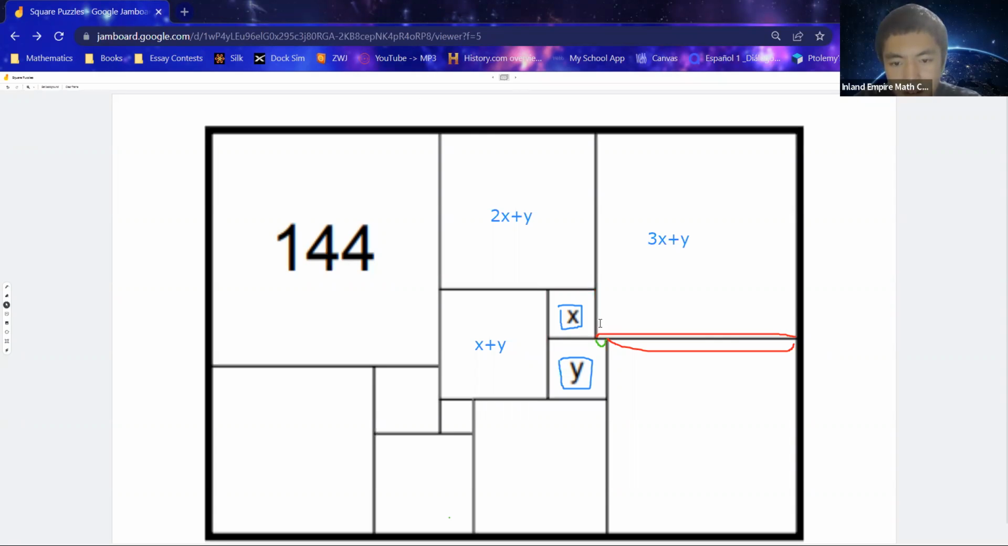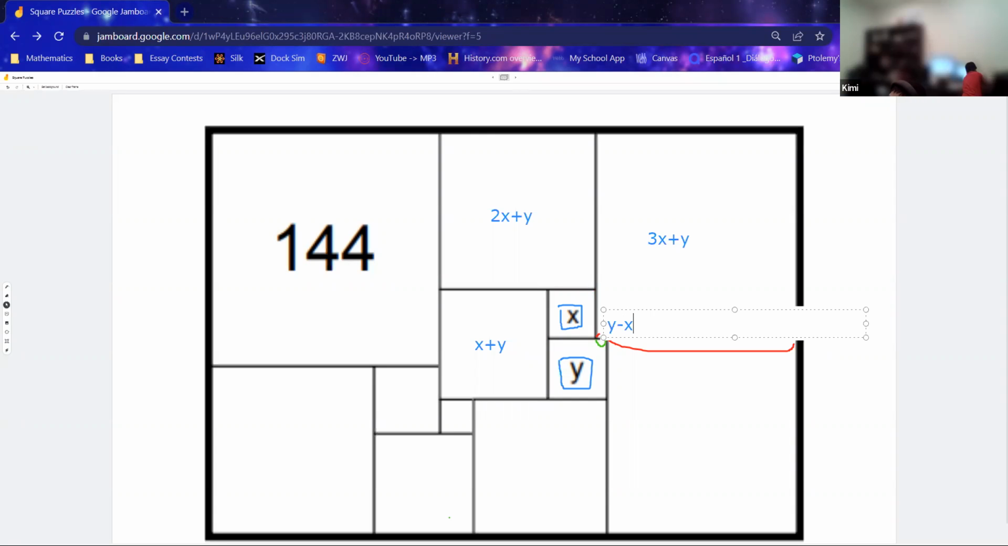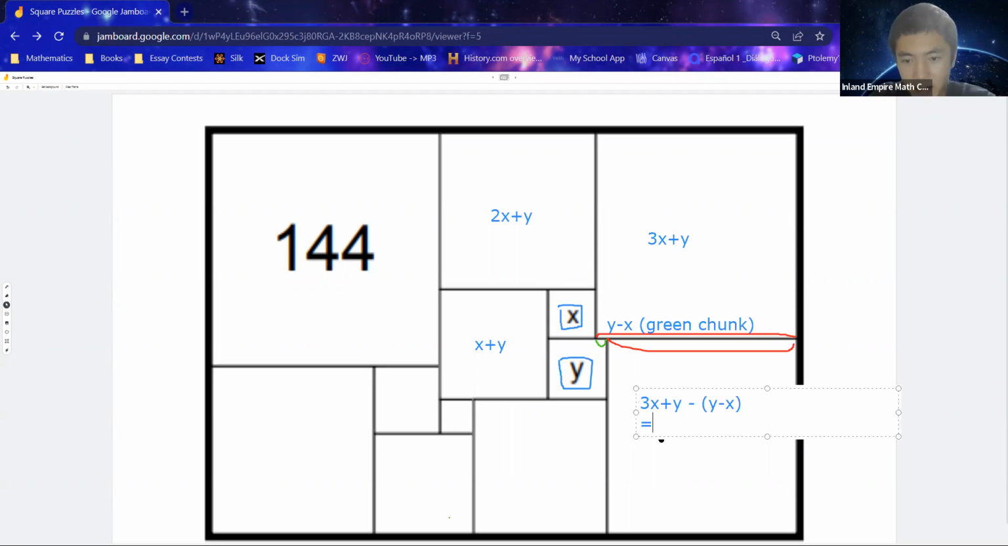Excellent. Eric, you agree? Yeah. That means the big square right here is 3x plus y minus x. Excellent. Or to simplify it, 2x, I think. All right, let's see what it simplifies to. So it's 3x plus y minus x, which simplifies to 3x plus y minus x plus x, right? Because you get rid of the parentheses, which is 4x.